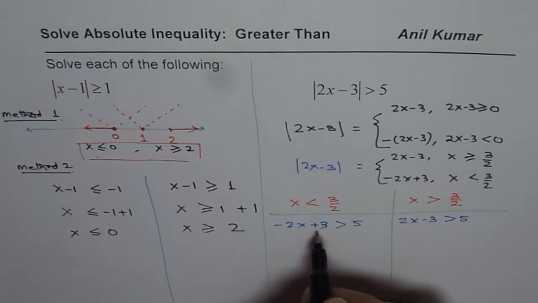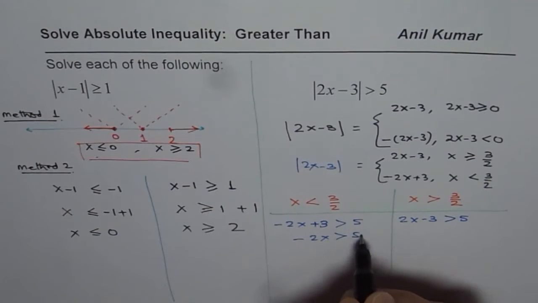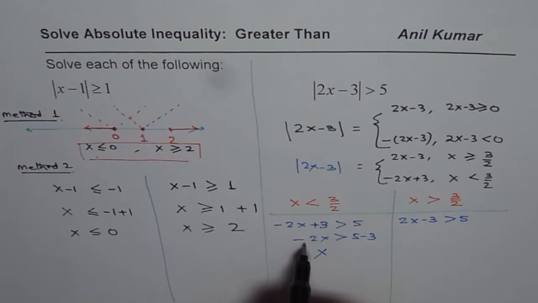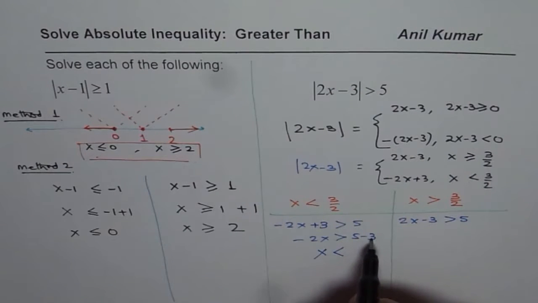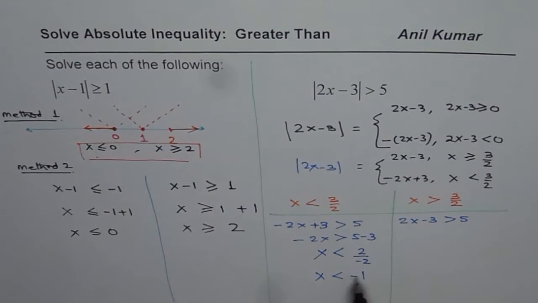So these are the two equations to solve. Now let's solve them. Bringing 3 to the right side, we get minus 2x is greater than 5 minus 3, or x is, now when I divide by minus 2, the sign changes. This is very important. The sign has to flip when you divide by minus 2. Now 5 minus 3 is 2, divided by minus 2, so x is less than minus 1. That is what you get on the left side when x is less than 3 by 2.